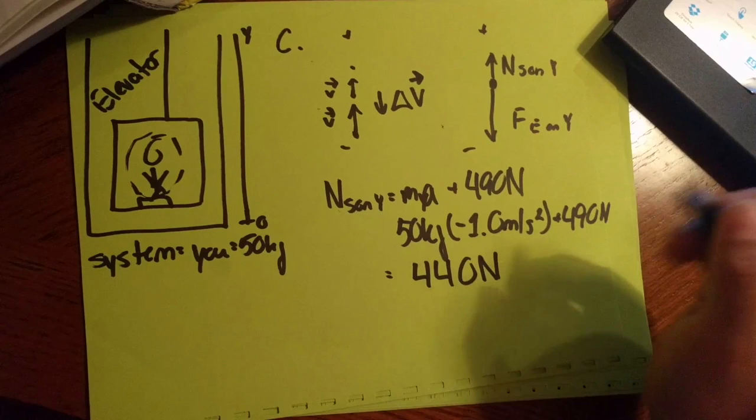Then we do the same steps with C, where we create our motion diagram, which in this case shows that the change in velocity is against the motion, which means that the sum of the forces is in the downward direction with the force of Earth on you. Then you plug your quantities into that same equation and you get 440.